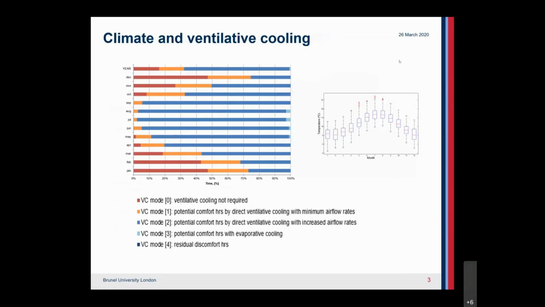A tool that Anna Maria has described earlier was used for an assessment of the ventilative cooling for this climate and this particular building. And as can be seen from this output, during the summer months of May to September, direct ventilative cooling with minimum or enhanced ventilation rates is suitable for this climate.